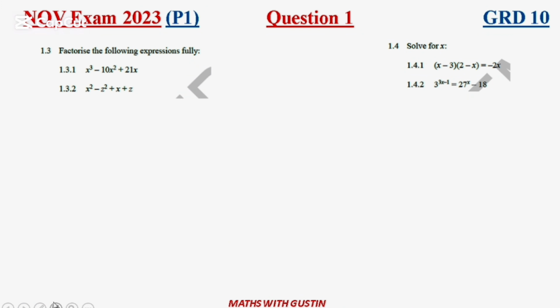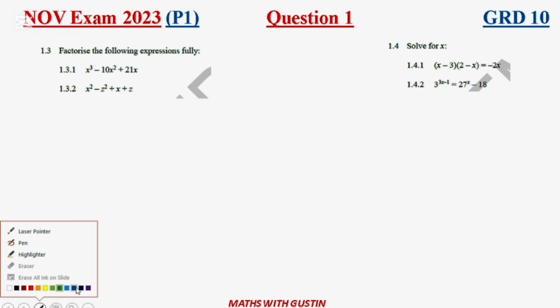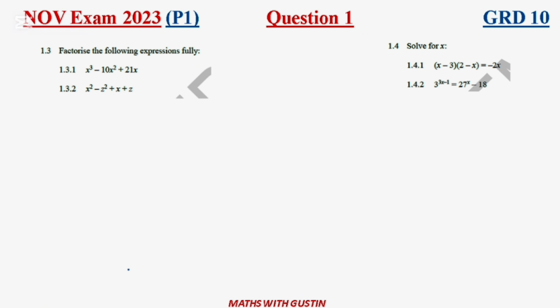It says here we need to factorize fully. Let's go ahead and do that. Factorize the expression fully. Okay, so we've got 1.3.1. Under 1.3 we've got x cubed minus 10x squared plus 21x. Okay, great stuff. So now if you can see here, this looks like a trinomial.